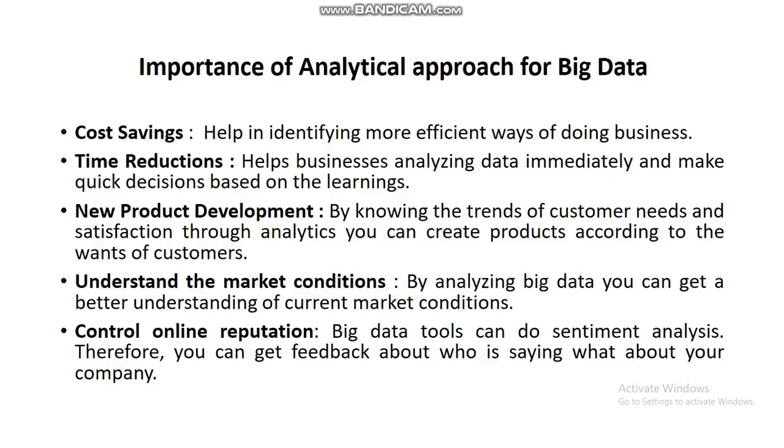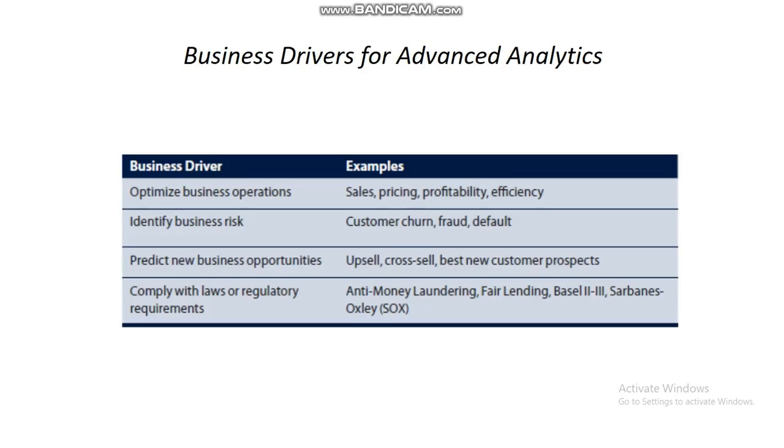I'm intentionally adding this point on business drivers for advanced analytics. We have seen some basic drivers. Here, business drivers: optimizing business operations, which affects, for example, sales, pricing, profitability and efficiency. Another business driver is identifying business risk. Here you can think of examples like customer churn, the behavior of a customer with respect to a particular product or service, fraud and other things.